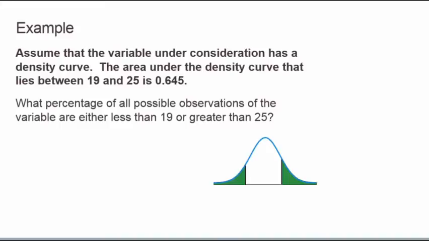First, we want to draw the density curve, which again goes up from left to right until we get to the mean, then it goes down from left to right and is symmetric. I have two spots on my horizontal axis, 19 and 25. The area to the left of 19 is shaded, and the area to the right of 25 is shaded. That's the percentage we want. We are told in the original problem that the area between 19 and 25 is 0.645. Since the area under the density curve is 1, I can find my area by using 1 minus 0.645, which is 0.355. Changing that to a percent, we have 35.5%.